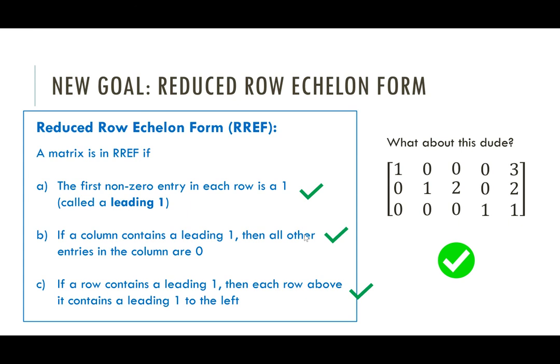I want you to think a bit about why reduced row echelon form is the next best thing. This is something we will discuss in class, but just as a heads up, think about, when you translate back, is this where you want to end up when you're just dealing with equations?